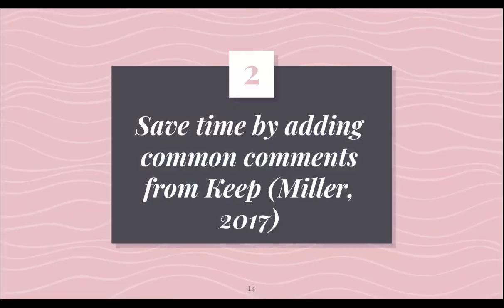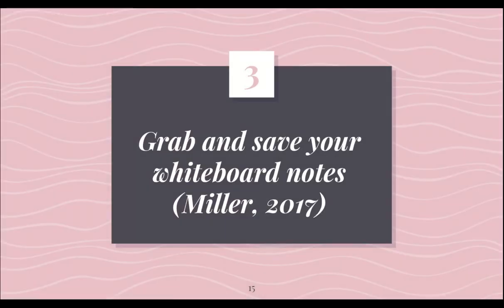You can save time by adding common comments from Keep. So you can make a list of those common things that you're constantly having to put in as you're correcting a paper into a list. And then when you're in a Google Doc or part of the Google Suite, you can pull up your Google Keep on the side. You can grab and save your whiteboard notes.